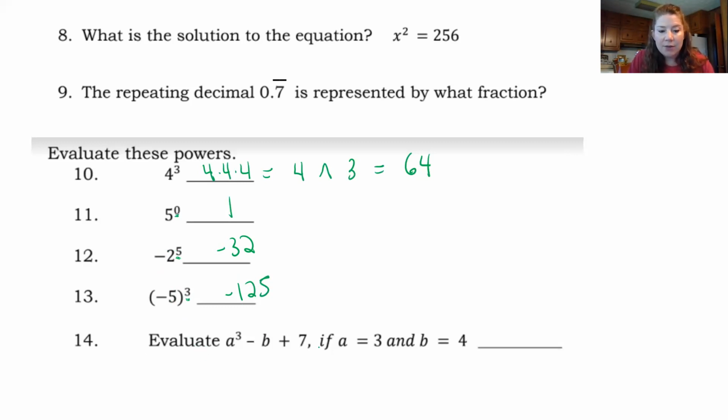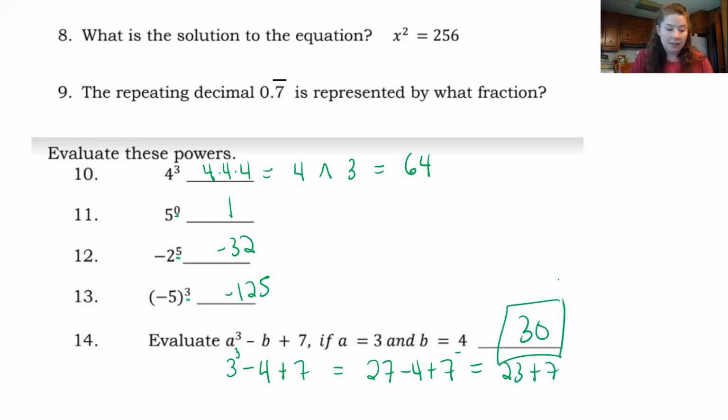All right, number 14, we are going to raise 3, A is 3, 3 to the third power minus 4, B is 4, plus 7. I could type that right in my calculator the way I see it. I know 3 to the third is 27, minus 4 plus 7. I know that 27 minus 4 is 23, and 23 plus 7 is 30. Is that right? Please tell me I'm right. 3 to the third power minus 4 plus 7. Yes, 30 is the right answer.